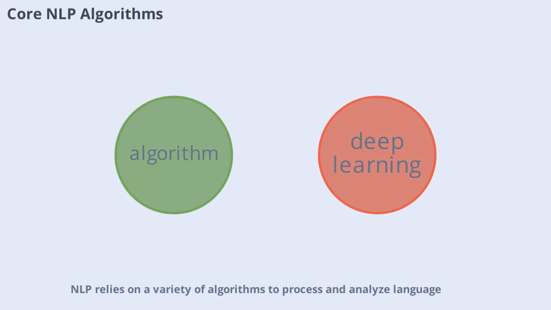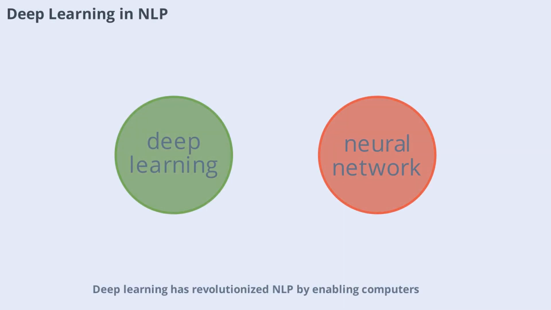of questions. NLP relies on a variety of algorithms to process and analyze language. These include rule-based methods, statistical models, and deep learning techniques. Each approach has its strengths and is chosen based on the task at hand. For example, deep learning models excel at understanding context and generating human-like text, while rule-based systems are useful for specific, well-defined tasks.